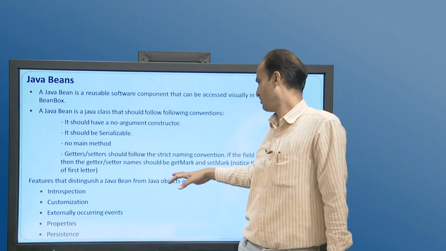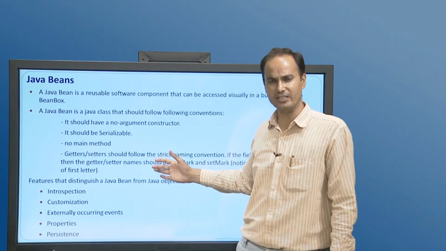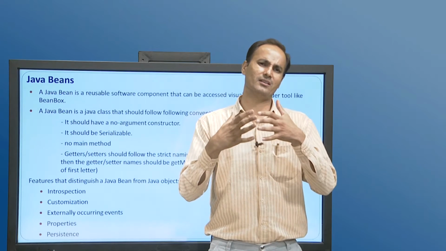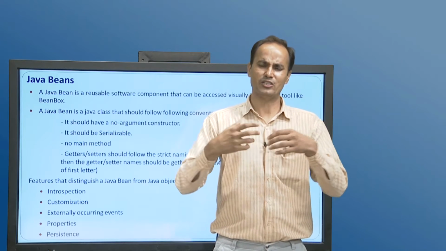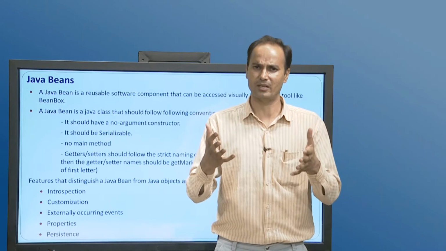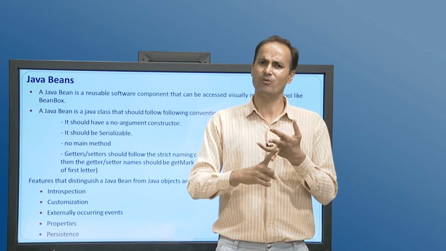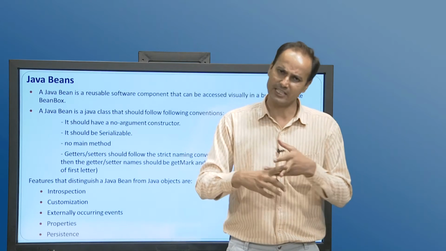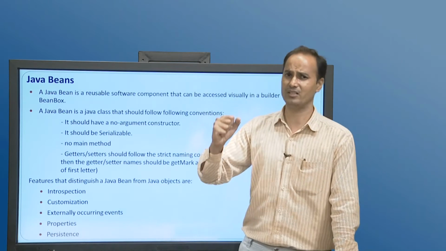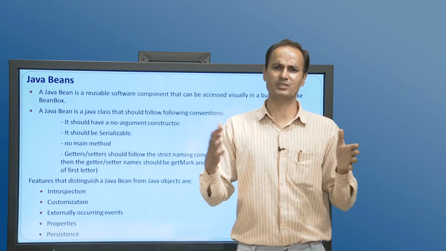The features that distinguish a Java bean from Java objects are that a Java bean provides introspection functionality. Introspection is about examining the features and functionality of a particular object. If a particular object is there, then what kind of methods, events and properties it delivers can be identified through introspection. Then there is customization: we should be able to customize the components once they are created.